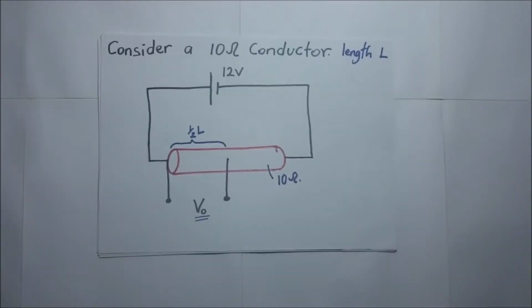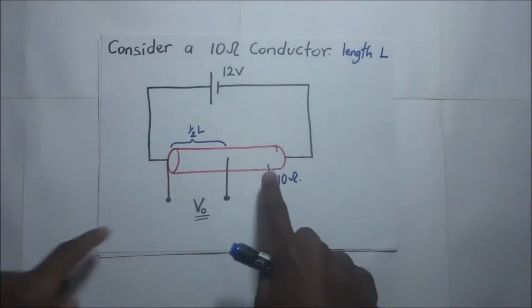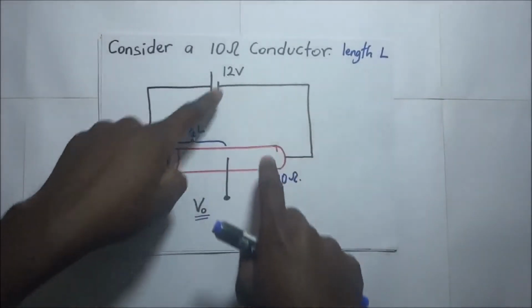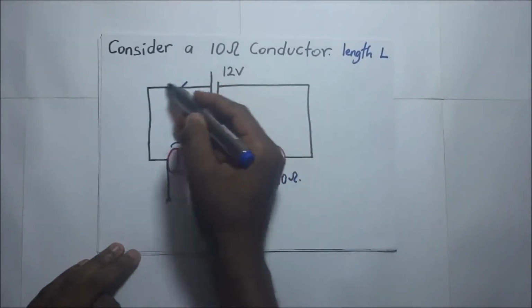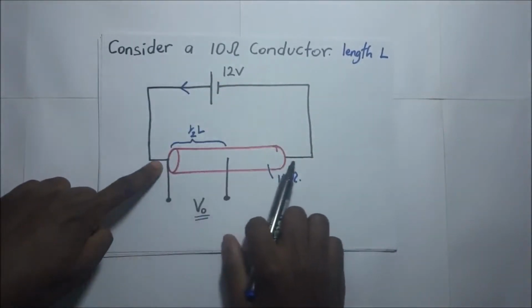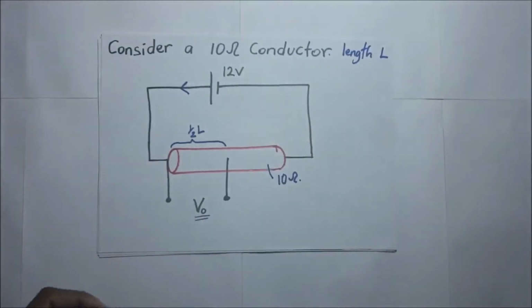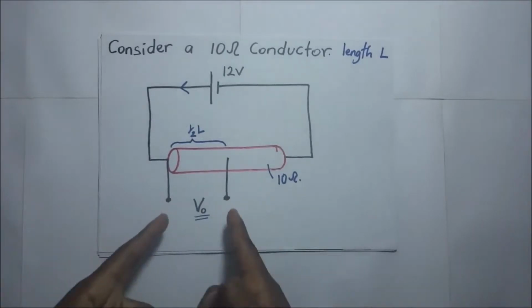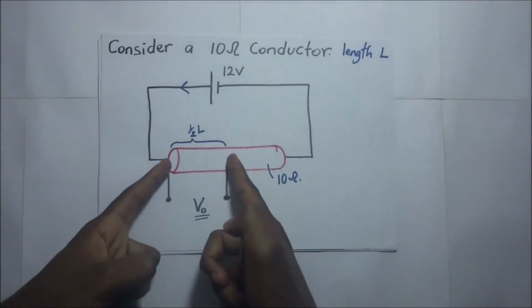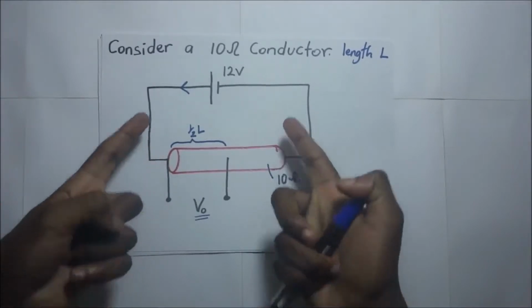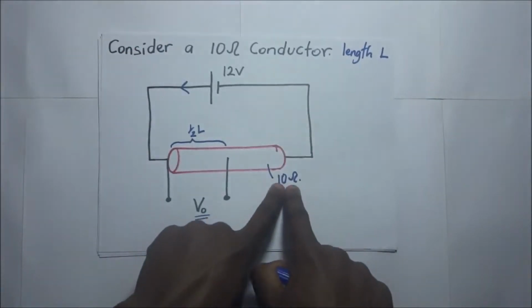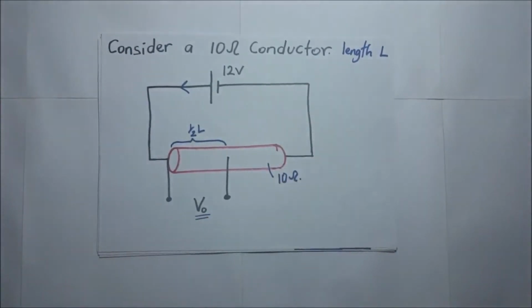Let's consider a conductor here. This conductor has 10 ohms, and this 10 ohm conductor is connected into a circuit whose EMF is 12 volts. So this 12 volt source of EMF is releasing current in that direction, and this current is going through this whole conductor and back right there. And now we are required to find the output voltage that is just across halfway the length of the entire conductor. According to the question, we are told that the conductor has 10 ohms.